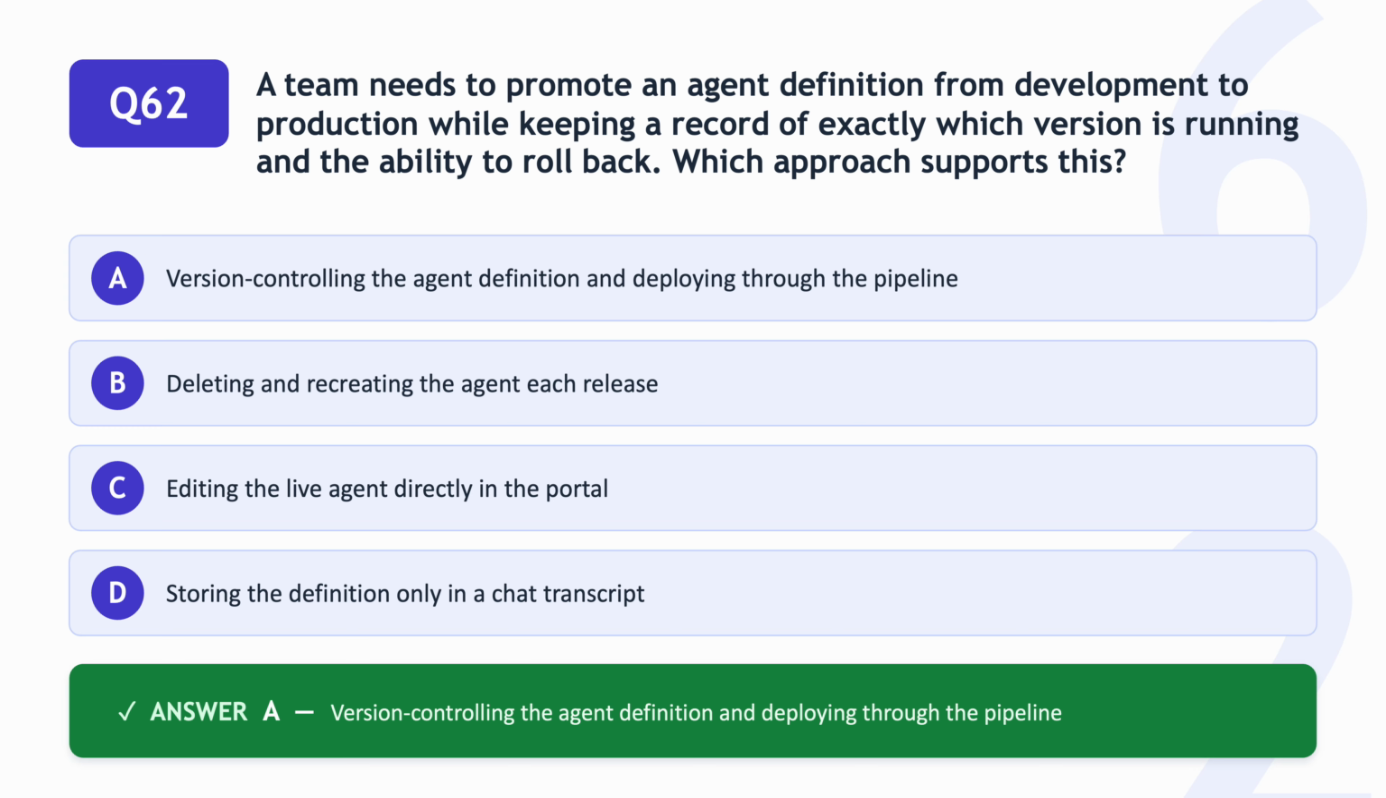The best practice is to store the agent definition in source control, Git, track changes through commits, branches, and tags, deploy via a CI/CD pipeline, promote tested versions through environments, and roll back by redeploying a previous tagged version.